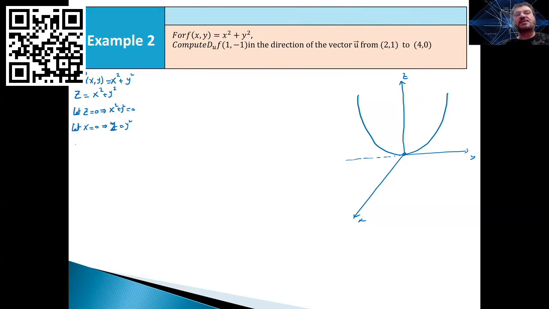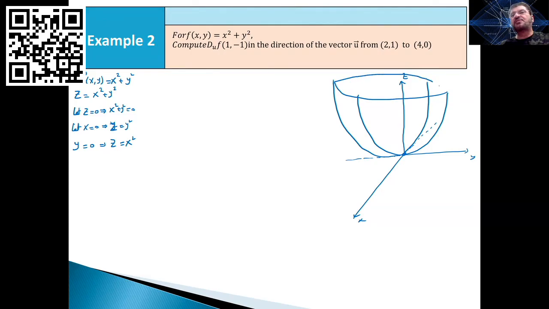Now we're going to take what? Y equal to 0. So z is equal x squared. Here's the x-axis, guys. So the curve is going to go like that, and it's going to go somehow beyond this. And what do we obtain from all of this? We're going to get actually like this paraboloid. This is the graph of our function in three-dimensional space.